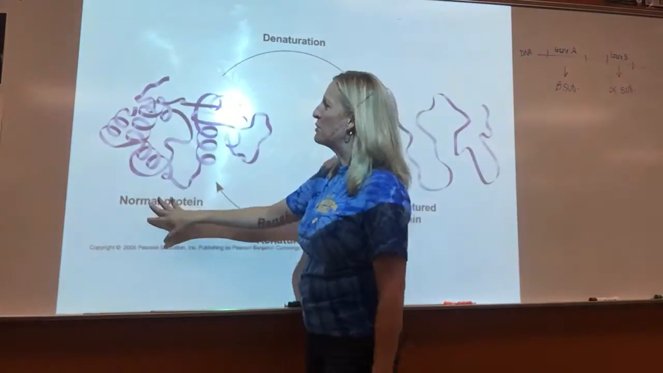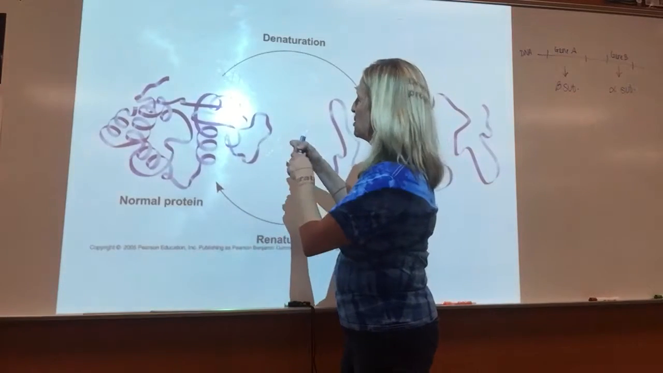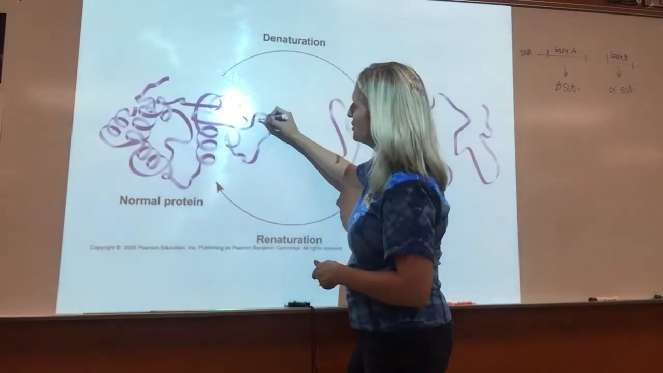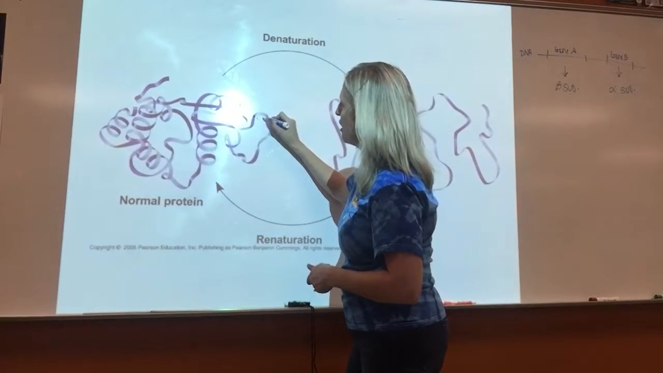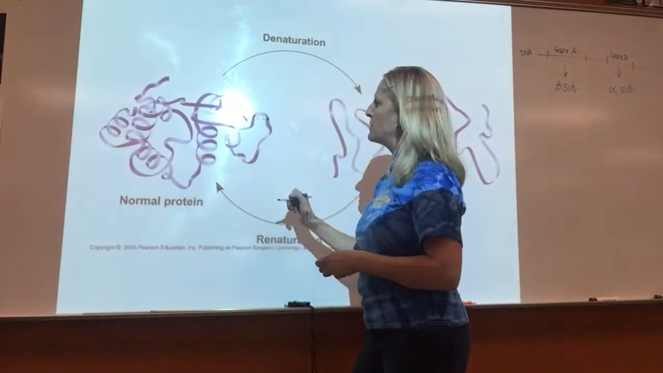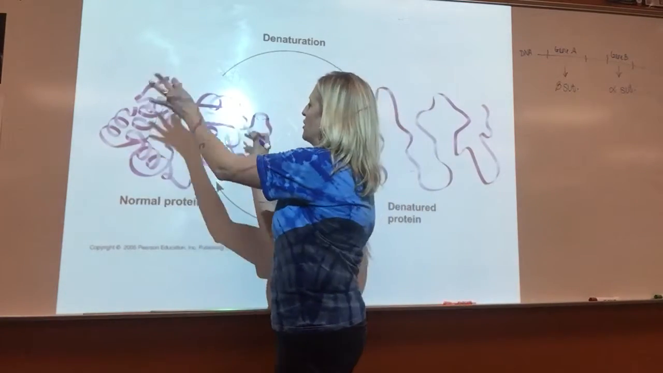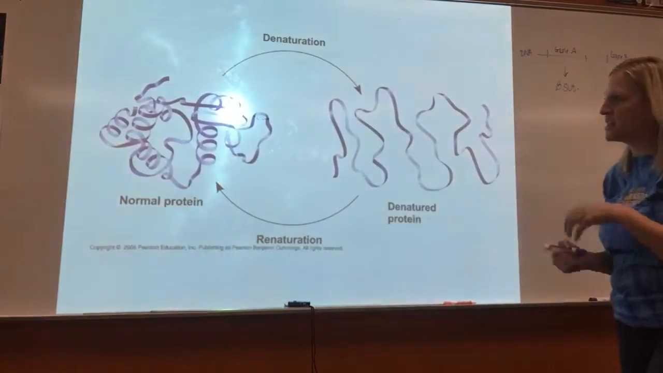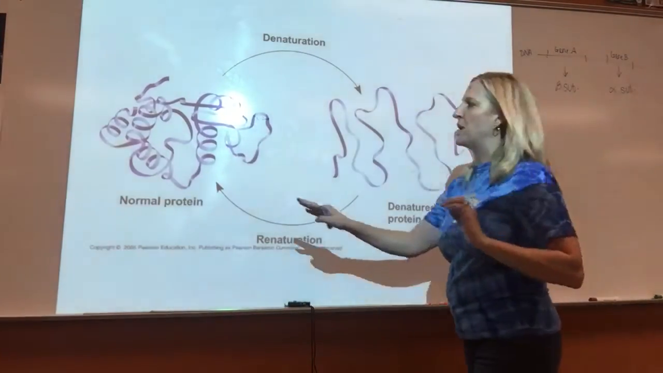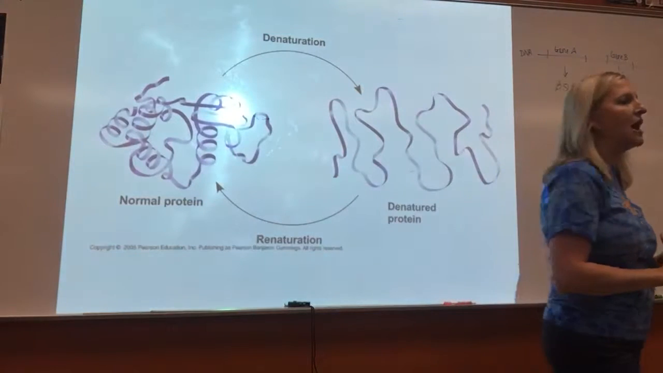So here's your normal protein. It has its right shape and so on. You have this curve stabilized by the R groups of these two amino acids. Every time you see a curve, there are those R group interactions. That's your normal protein with the right shape, and therefore it can do its right job.